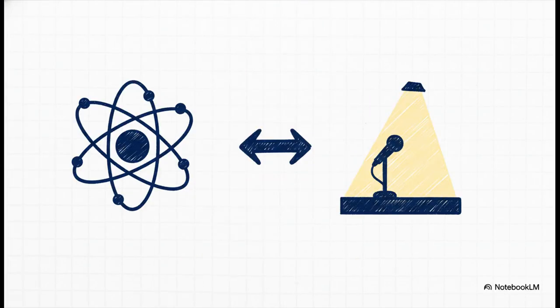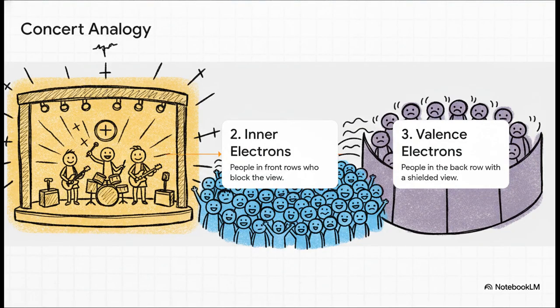You know what? Let's use an analogy to make this super clear. Picture this. You're at a concert. The nucleus is the band on stage, and all the electrons are the crowd. So the band on stage, that's your positive nucleus. The inner core electrons are like the people who got there super early and are crammed right up against the stage. They have a great view. But the outer, valence electrons, yeah, they're stuck way in the back, and their view of the band is pretty much blocked by everyone in front of them. That's shielding in a nutshell.